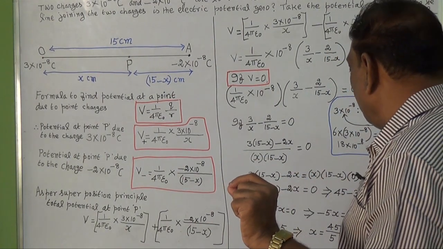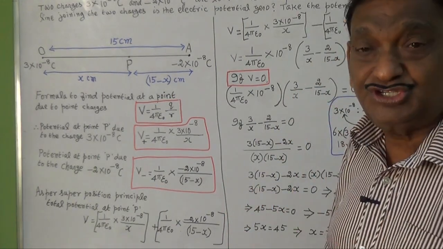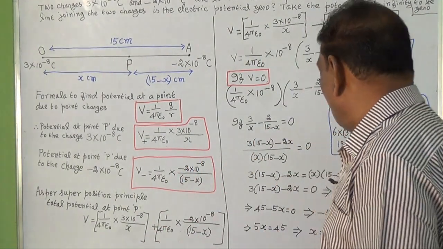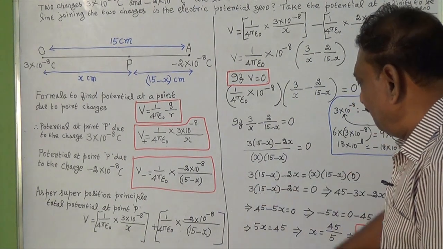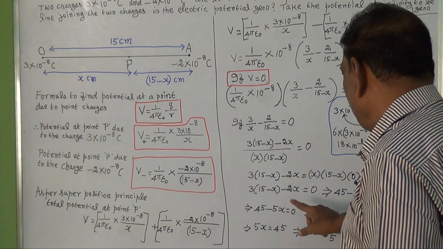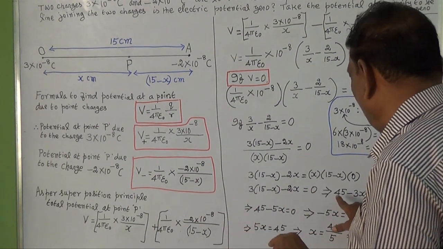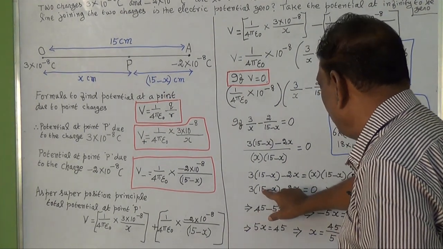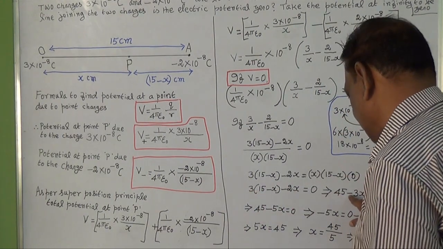0. If we multiply any number by 0, we will get the result as 0. So now the equation becomes 3 into 15 minus x minus 2x equal to 0. If we multiply 3 and 15, we will get 45. If we multiply the plus sign and the minus sign, we will get plus into minus as minus.